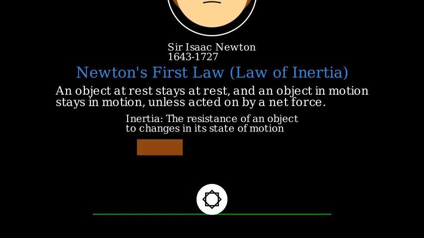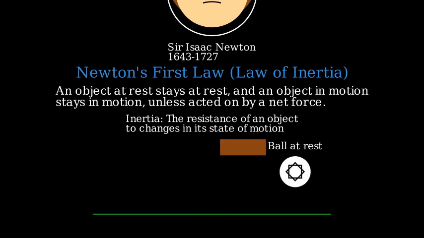First, consider a soccer ball resting on the grass. The ball will stay at rest unless a force acts on it. When you kick the ball, you apply a force that changes its state of motion. For our second example, imagine a skateboarder coasting along a flat surface. Once in motion, the skateboarder will continue moving at constant speed in a straight line until friction or some other force slows them down. This is Newton's first law in action again.